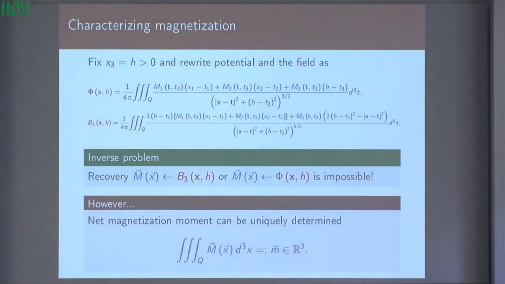However, we still can say something. If we are less ambitious and look at the magnetization of the sample on average, so just compute the zeroth algebraic moment of the magnetization vector, which is three numbers essentially, to decide how strongly the sample is magnetized and in what direction, then this can be uniquely done from the data from B3 or phi.